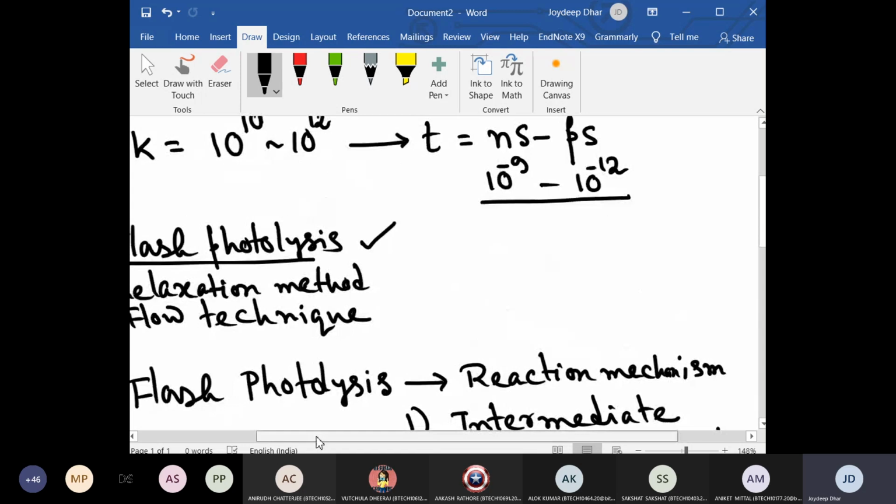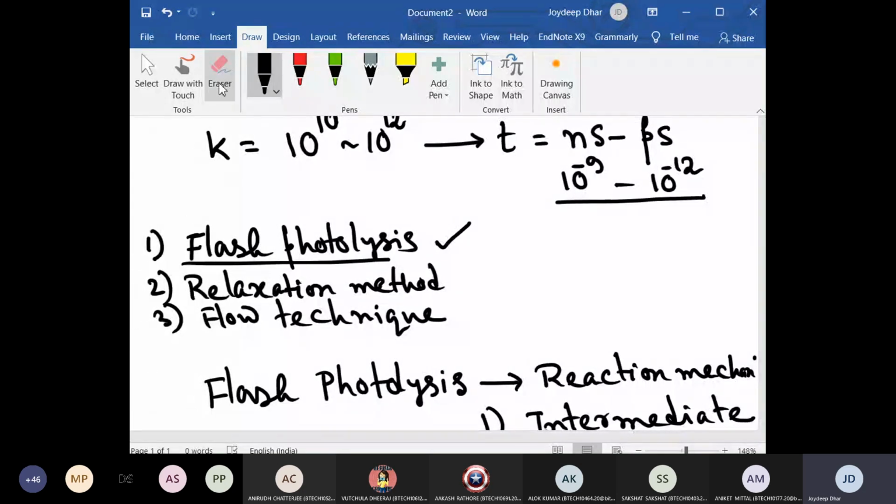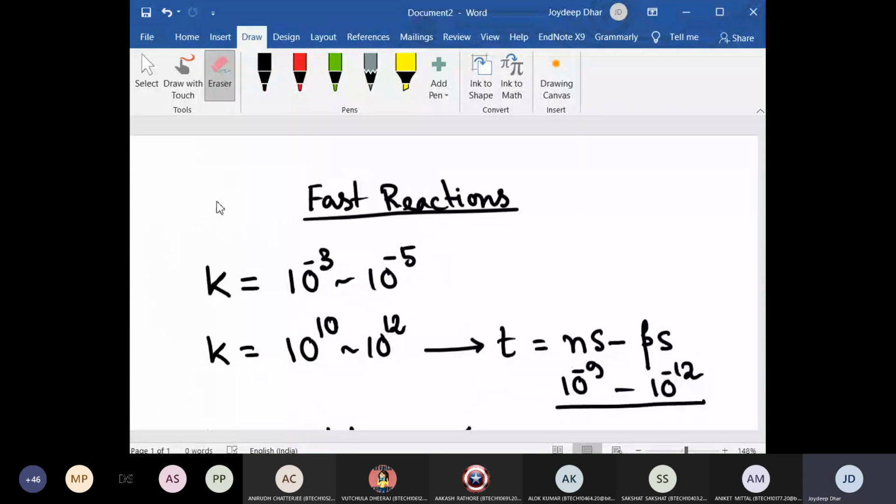Then the kinetics topic, I can say I have completed. This small topic was left out, so I thought I should complete it today.